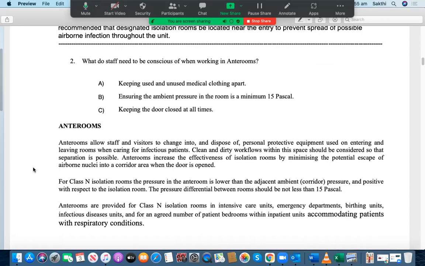So here is the text. The text has got three paragraphs. Your 1 minute time is going to start now. I have been checking the stopwatch in parallel, so you should get the 1 minute only. I'm going to start now and you can start answering the question.